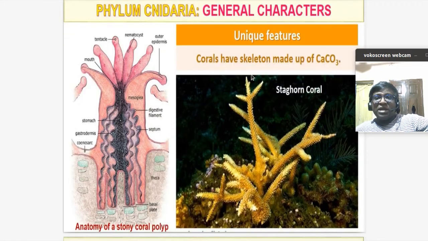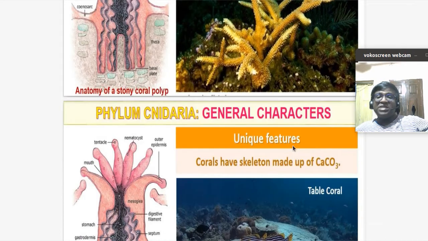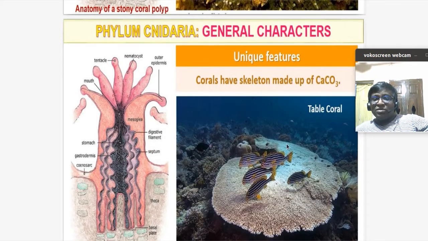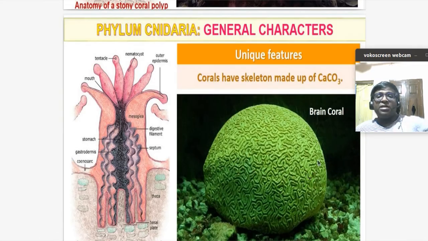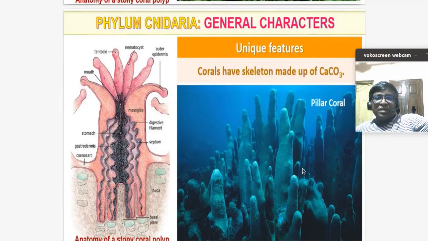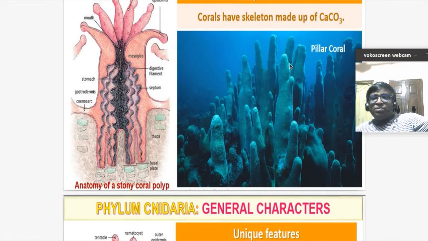So the corals are made up of calcium carbonate. See, this looks like the horn of a stag, so they call it stag horn coral. Just look into the diagrams. The table coral just looks like a table. This is also made up of calcium carbonate. In brain coral, you can see the meninges-like structure. Then pillar coral also, where they are long pillar-like structures. They are also corals.